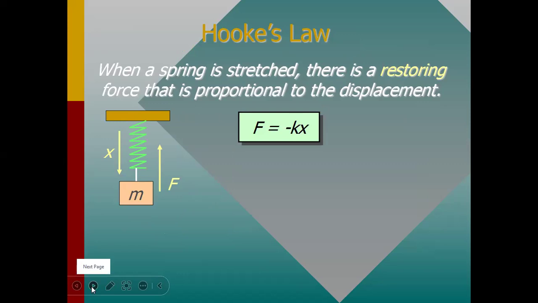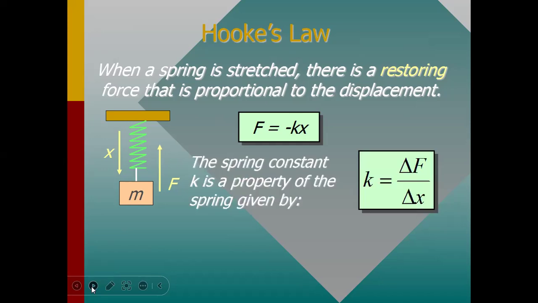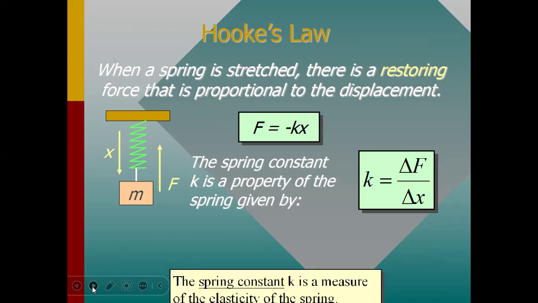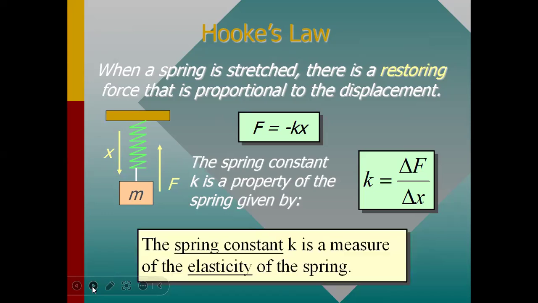Actually, this is Hooke's law. You must know about Hooke's law. The spring constant K is a property of the spring given by this. That means K equals change in force divided by change in length. This is the ratio. And the spring constant K is a measure of the elasticity of the spring.